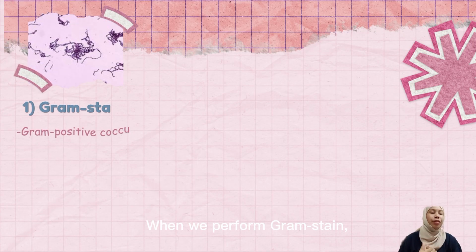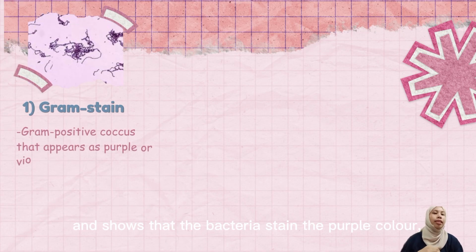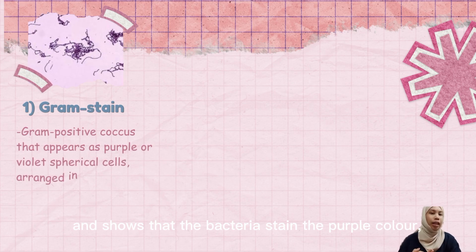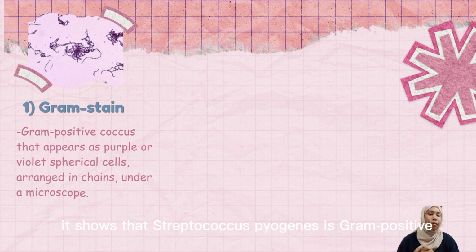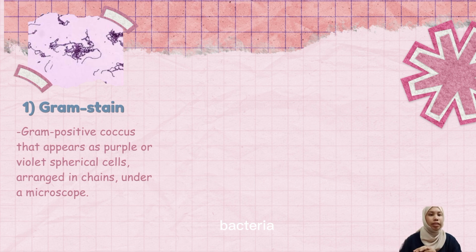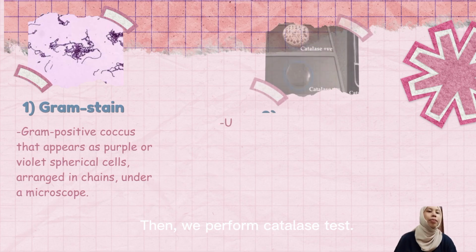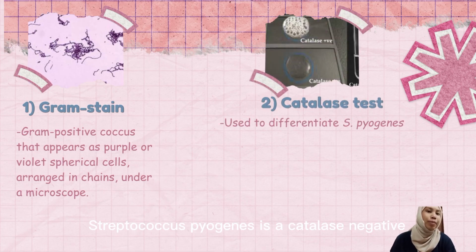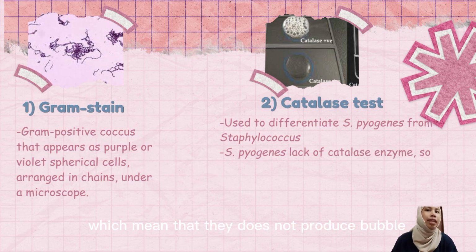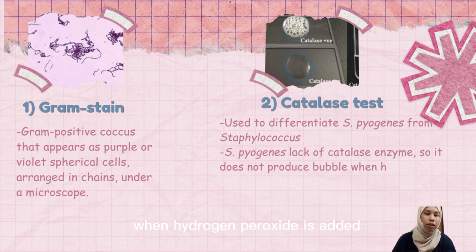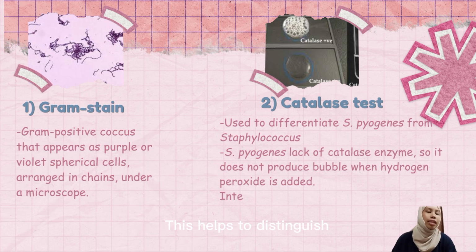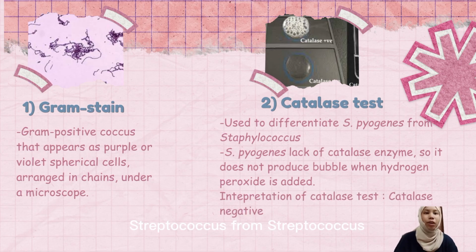So when we perform a gram stain and it shows that the bacteria stain purple, it shows that Streptococcus pyogenes is a gram-positive bacteria, cocci, and usually they will arrange in chains. Then we perform the catalase test. Streptococcus pyogenes is catalase negative, which means that it does not produce bubbles when hydrogen peroxide is added. This helps to distinguish Streptococcus from Staphylococcus.